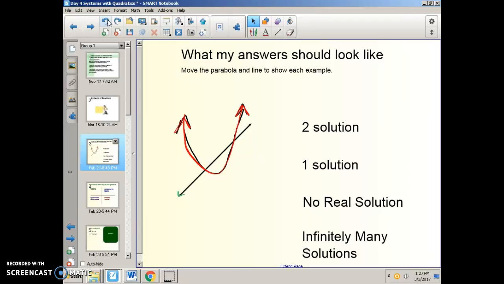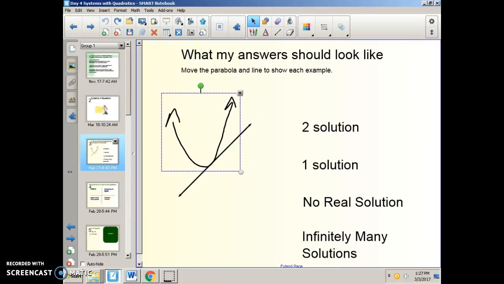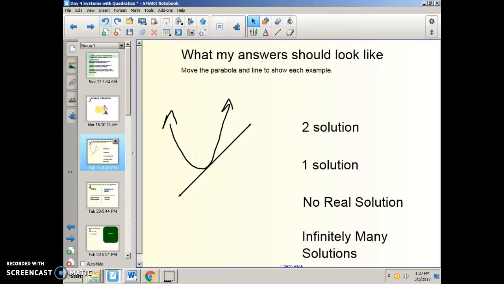Okay, now the other way, let me get rid of the red line, is we could have where it only hits it at one point, and that would be 1 solution. So that's the second option that we could have, is where it crosses at exactly that one point, and you can see the arrows are making it go upward, so it's never going to hit that line ever again.